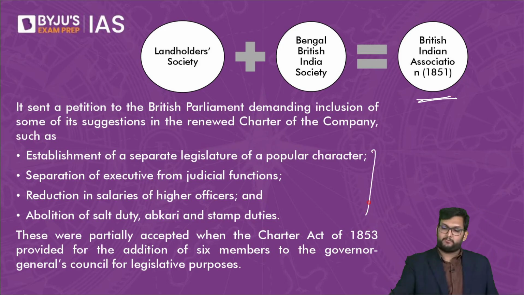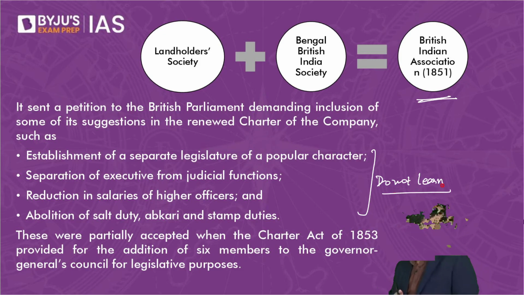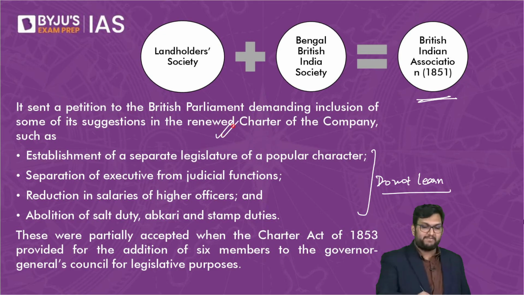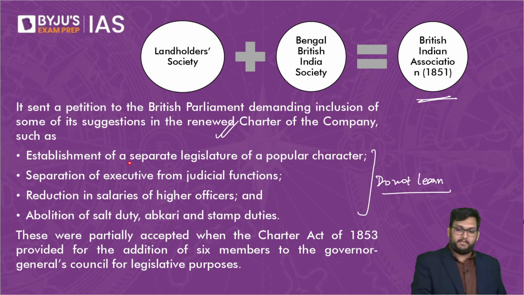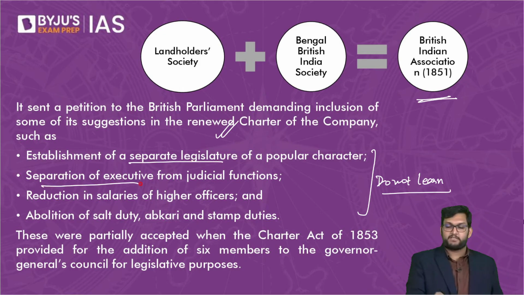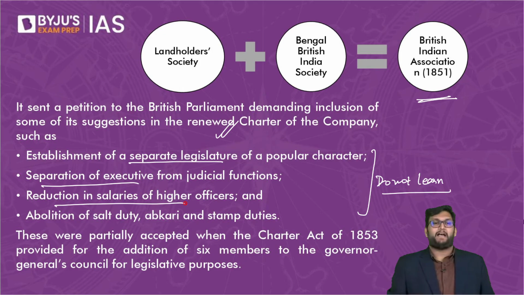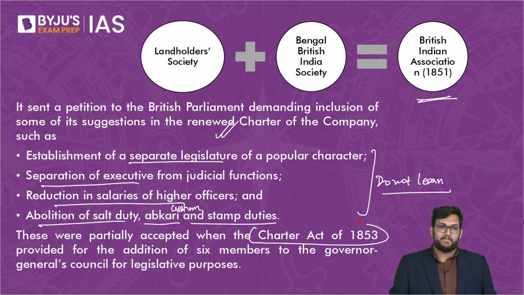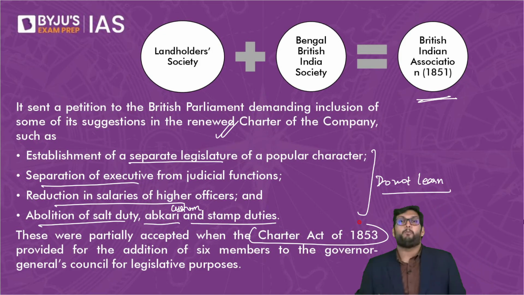And please, you do not have to learn this, do not learn. But how do we know that they are technically talking about reforming? Because when they were sending petitions to the British Parliament that please help us, the demands showed: separate legislature, separate executive, reduce the salaries of higher officers, abolish salt duty and customs duty and stamp duty. Most of these demands will be met partially in 1853. But basically, their demands are not that go back British.